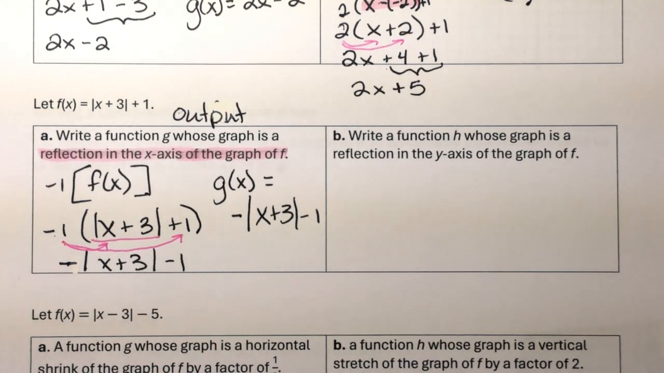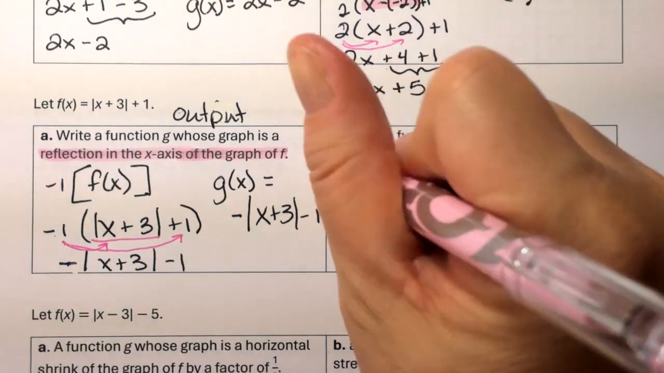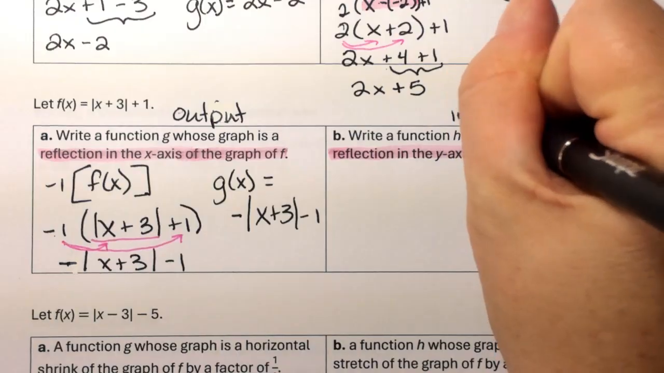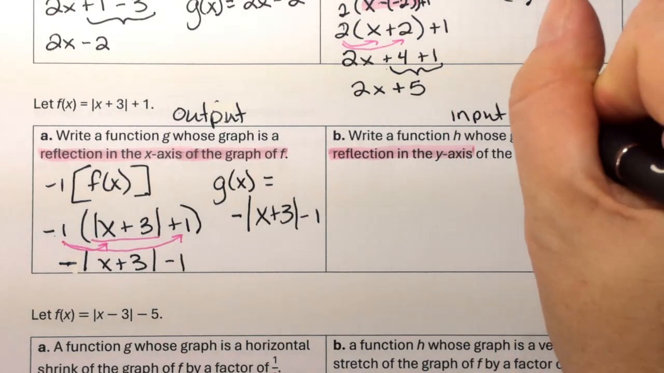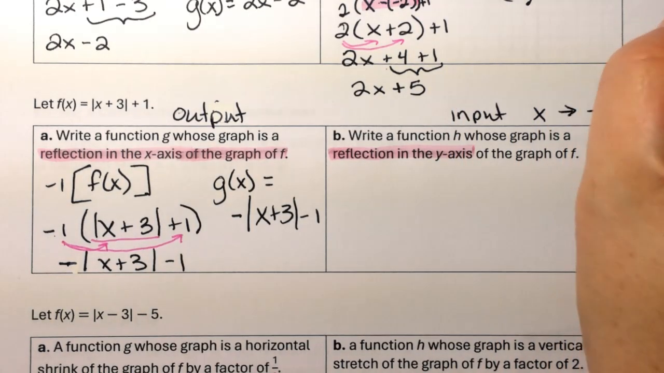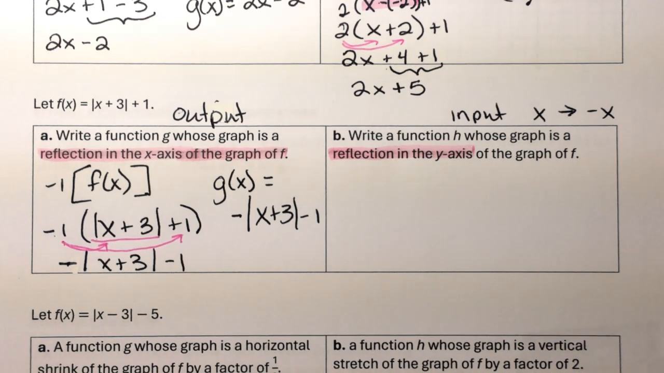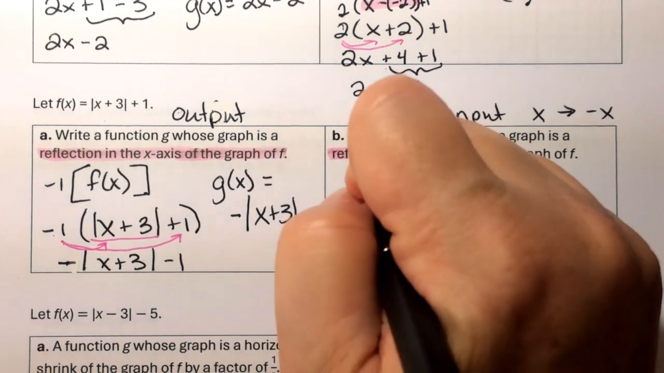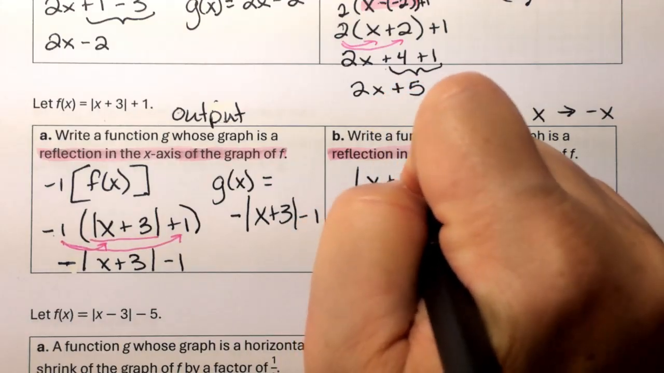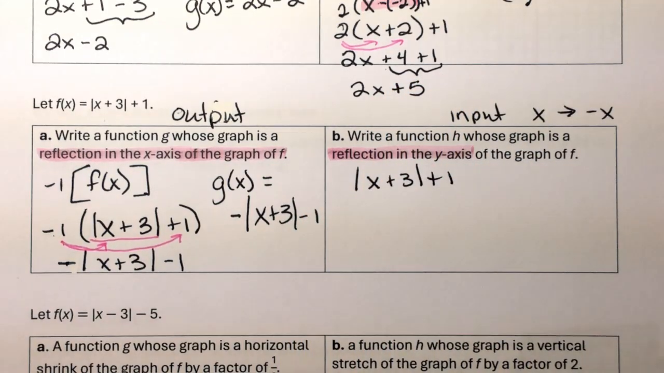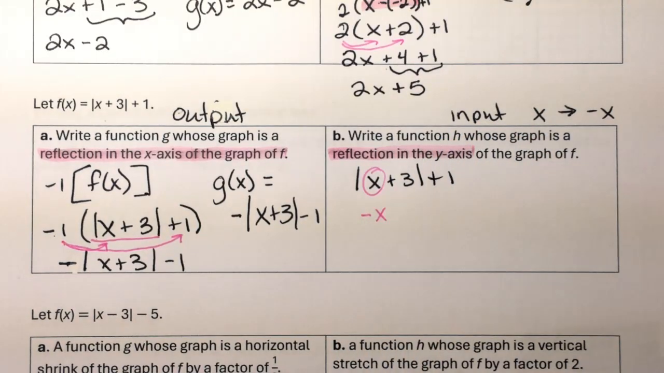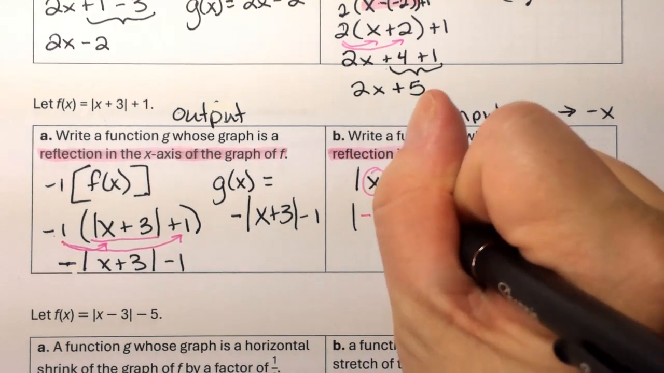All right, so this one says, write a function h whose graph is a reflection in the y-axis. So this affects your input. So what does that mean? We're basically going to take x and replace it with -x. Because if you look back at your key ideas, that was what we just looked at earlier. So we're going to take our function, absolute value of x plus 3 plus 1, but now instead of x, I'm going to replace it with -x, and then just write the rest of this stuff down.